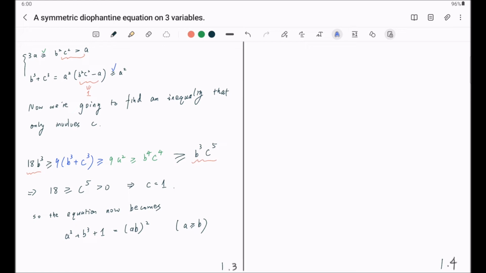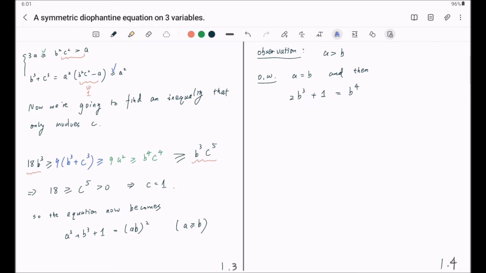To solve this equation, we'll first make an observation that A must be strictly bigger than B. Because otherwise, if A is equal to B, we'll get 2 times B cubed plus 1 equal to B raised to 4th power. But we cannot have any positive integer solution to this equation.